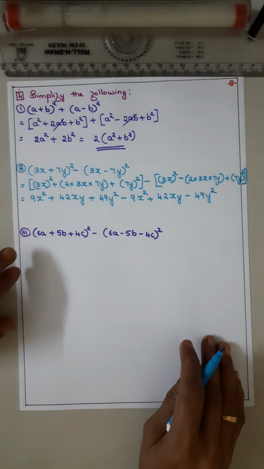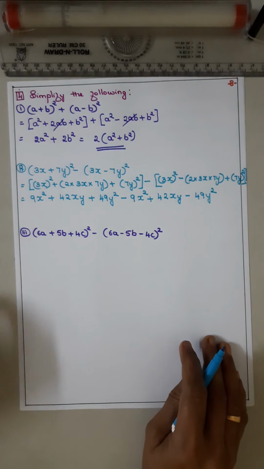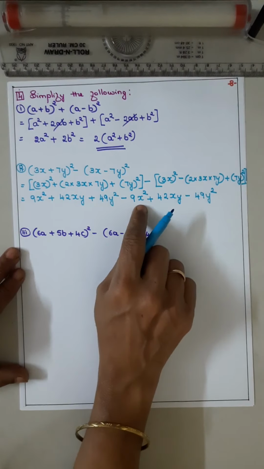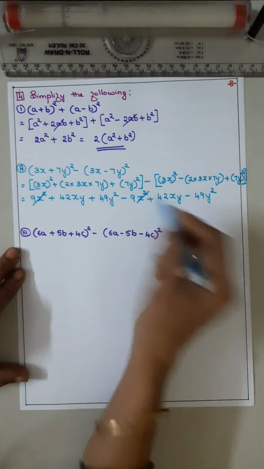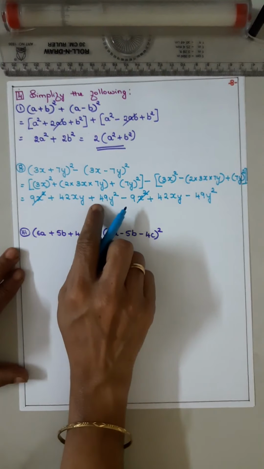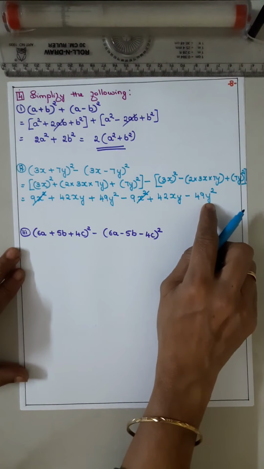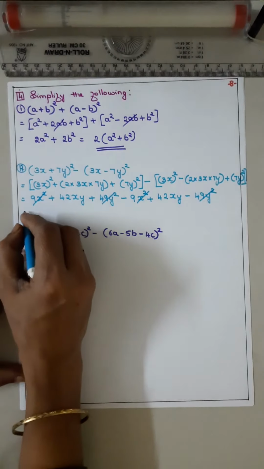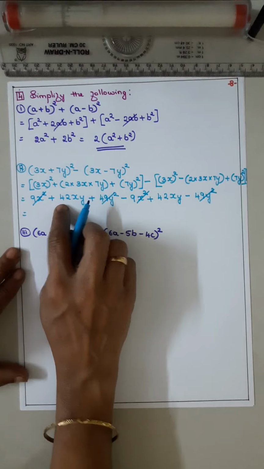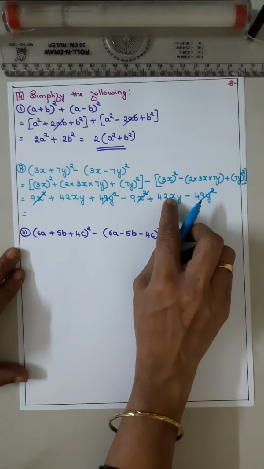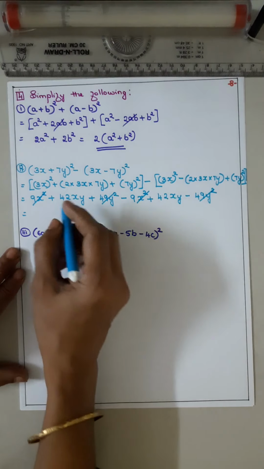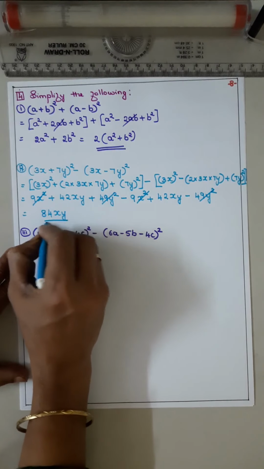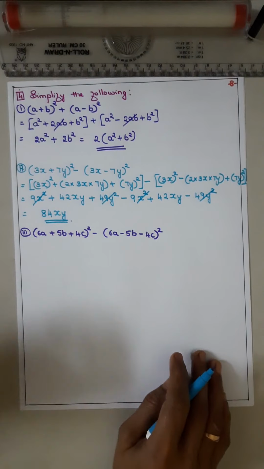Hope everyone is understanding. Okay, now see, 9x² − 9x² gets cancelled. Now 49y² − 49y² get cancelled. Now what's remaining? 42xy, 42xy. 42 plus 42 is 84xy. That is the final answer.